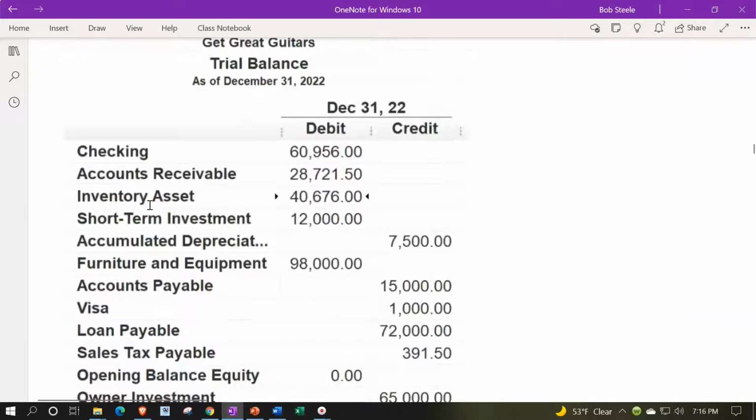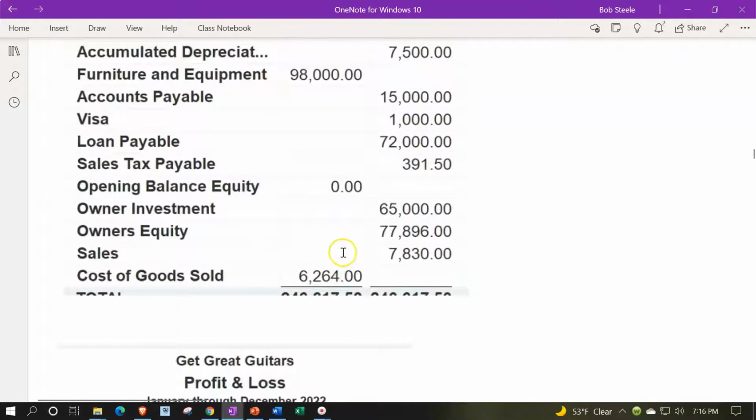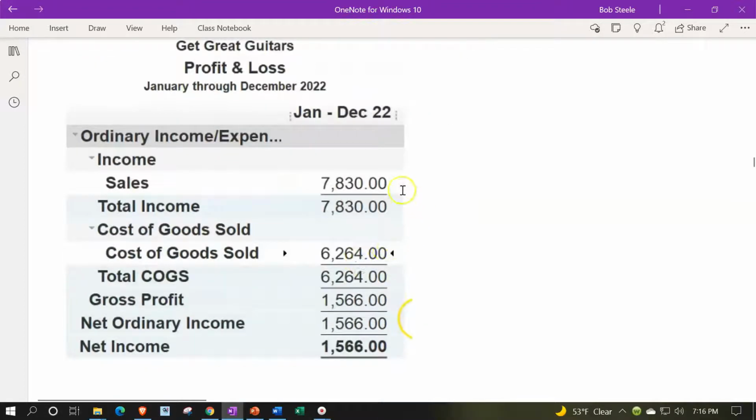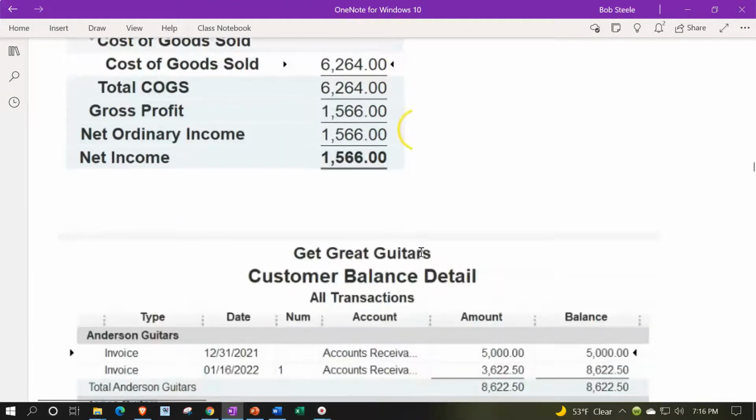If we go to the trial balance, the accounts that would be affected are accounts receivable, inventory, the sales tax payable, the sales, and the cost of goods sold. On the profit and loss, the accounts impacted are the sales and the cost of goods sold, both of them going up. The net of the two of them, subtracting them out, would be the impact on both gross profit and net income.